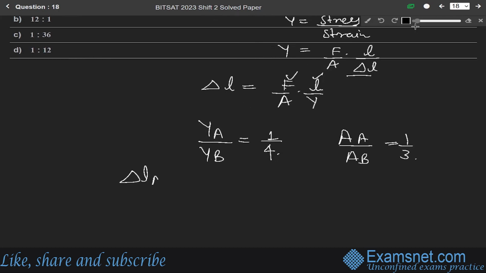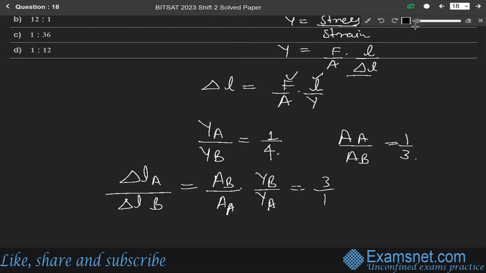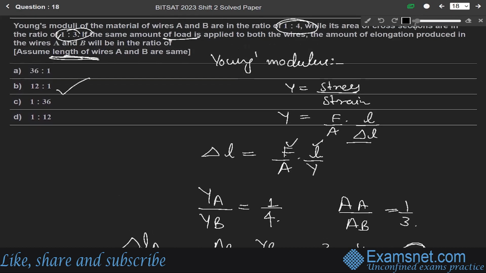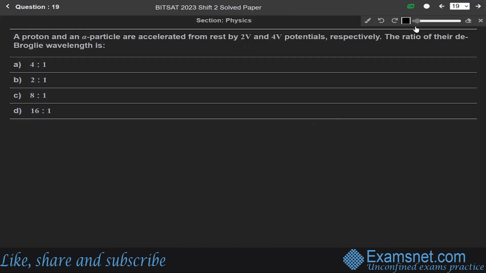So ΔL of A over ΔL of B will be equal to, FL cancels out each other, so it will be equal to area of B over area of A into Young's modulus of B over Young's modulus of A. So this will be equal to 3 over 1 into 4 over 1. So it will be equal to 12. So the correct answer is 12:1. Okay. Now next question 19.